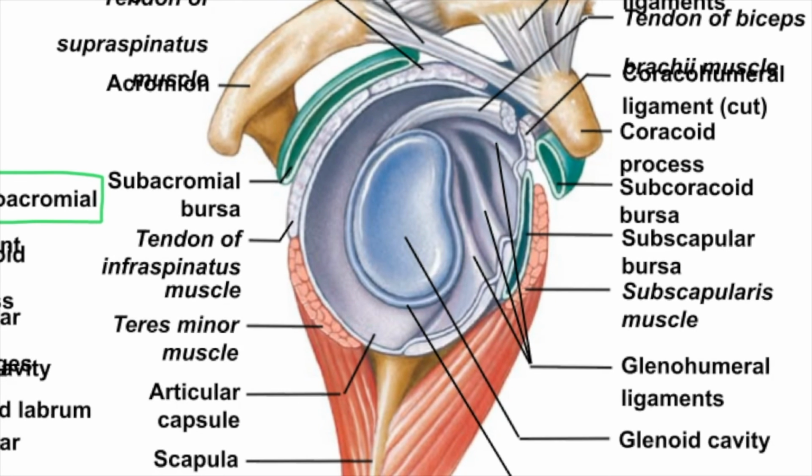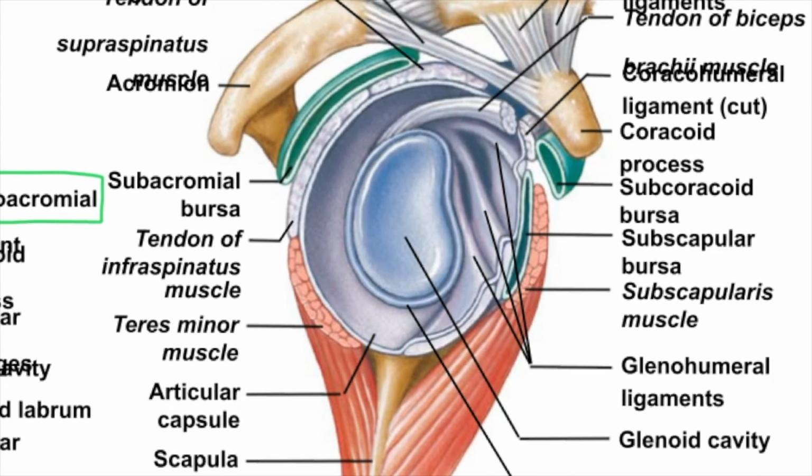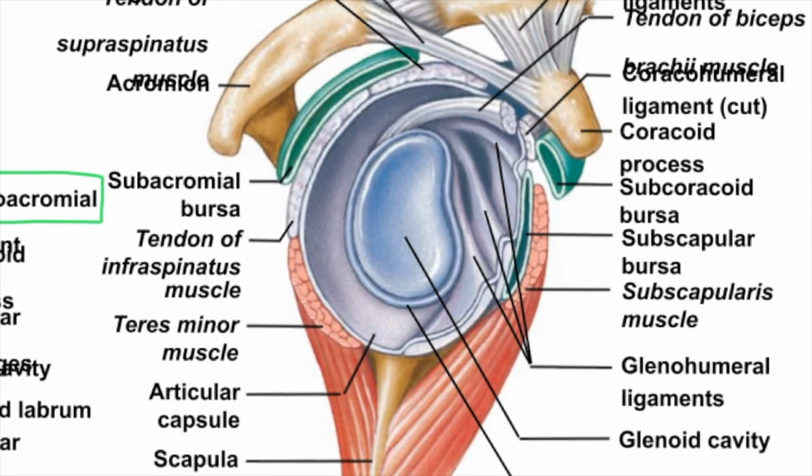On this diagram, the humerus has been taken out, and all you're seeing here is the glenoid cavity, and here's the capsule around it. Some of you may have damaged your labrum before. That's a little lip on the glenoid cavity that makes it a little bit deeper, because the glenoid cavity is not deep at all. It makes it deeper for the humeral head to sit in.